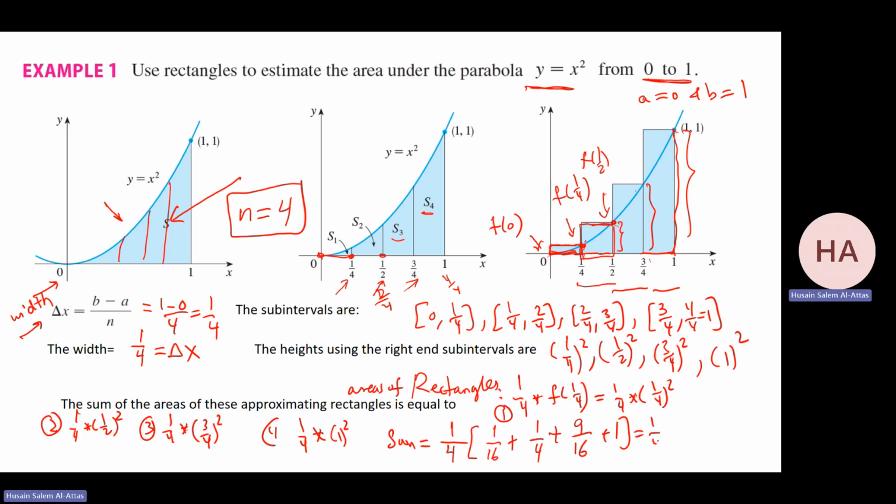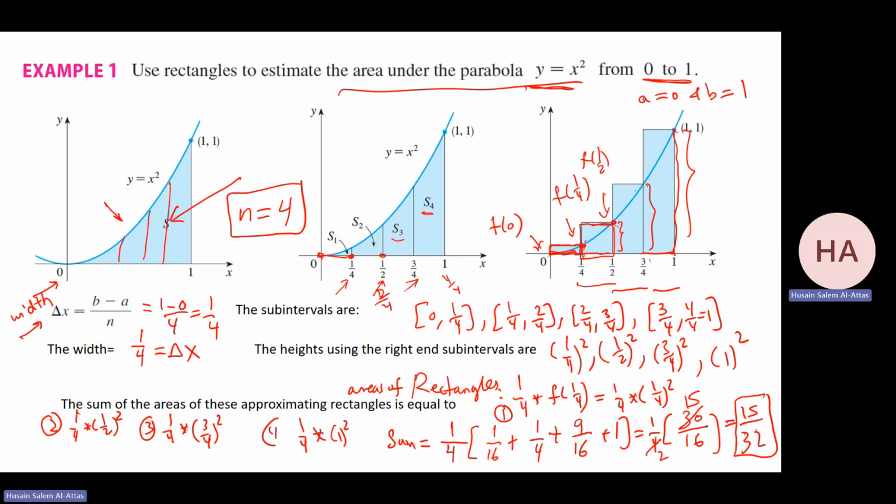So the answer is 1/4 times what? This is 4/16, this is 16/16, so the total is 30/16. Taking out a factor of 2, this is 15, so it will be 15/32. So this will be the estimate for the area under this curve. I want to find the area under this curve using these rectangles, so this is my estimate.